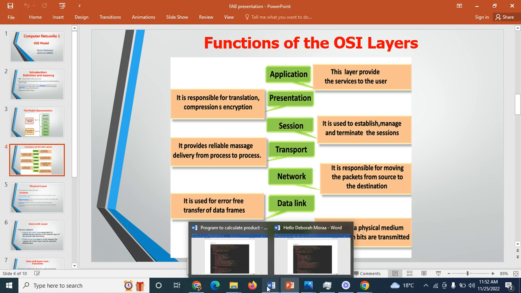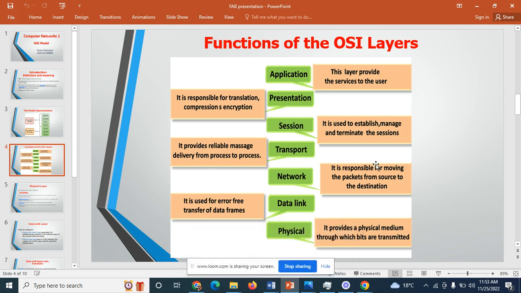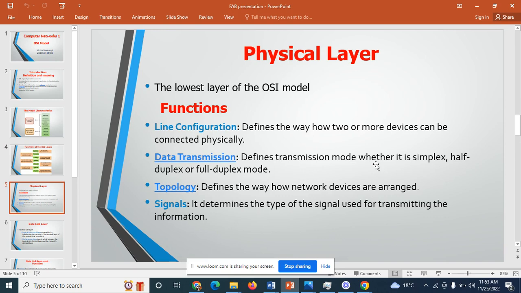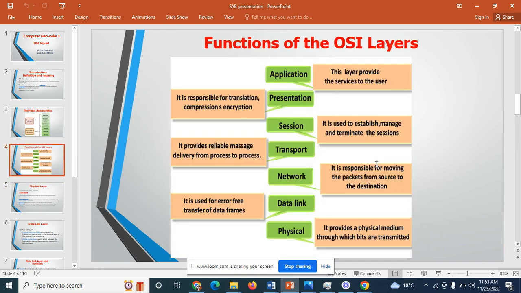Anybody to try? Kindly, anybody? Yes, sir. It is in terms of bits. That is ones and zeros. Okay. That's a good trial. Yes, it's in terms of bits, which is zeros and ones, and they are able to understand each other when they are communicating.